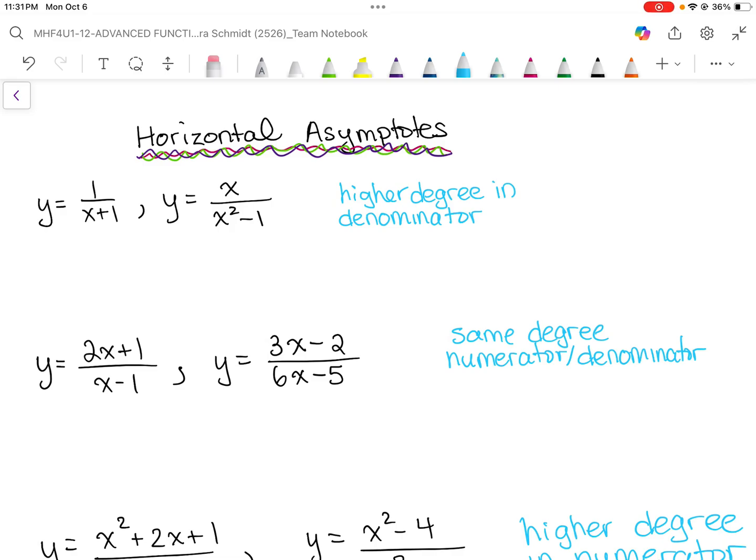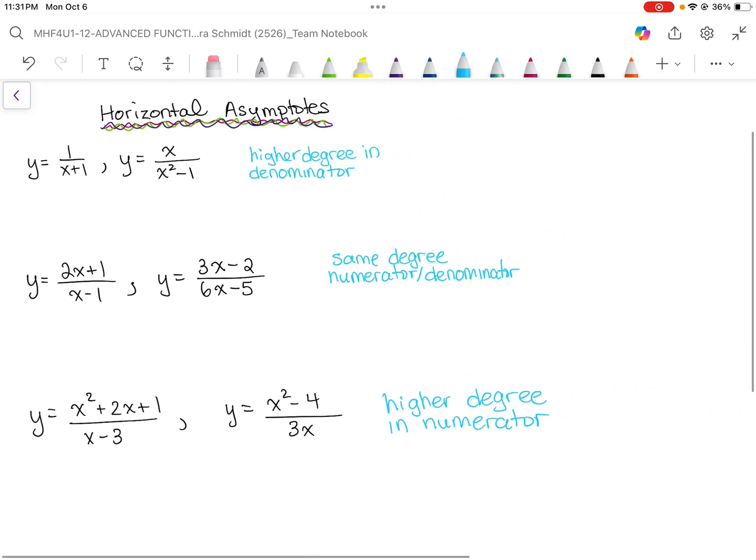Hey, this is just a video explaining horizontal asymptotes of rational functions. So I split it into three categories, and it just depends on the degree of the numerator and the denominator what your asymptote is going to be. So let's start with if you have a higher degree in the denominator.